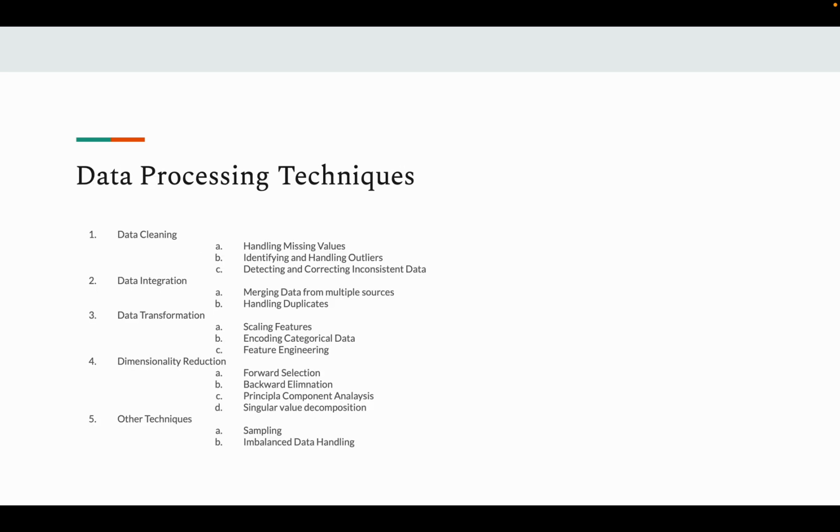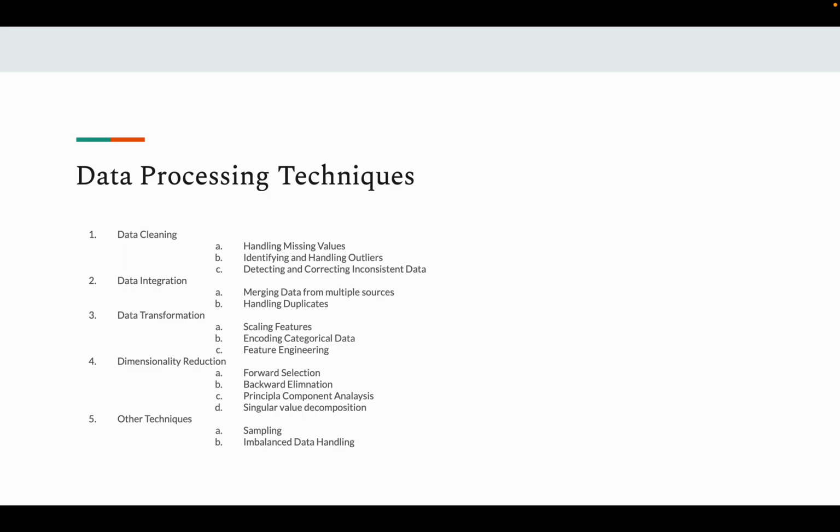There are a few data processing techniques. One is data cleaning. In data cleaning, we mainly discuss handling missing values, identifying the outliers, and detecting and correcting inconsistent data. Then data integration, where we may have to merge data from multiple sources and handle the duplicates. Then the third point is data transformation. In data transformation, we have scaling features that we discussed, then we have to encode the categorical data, and do feature engineering.